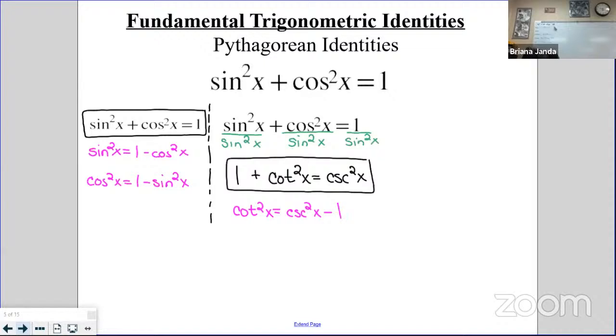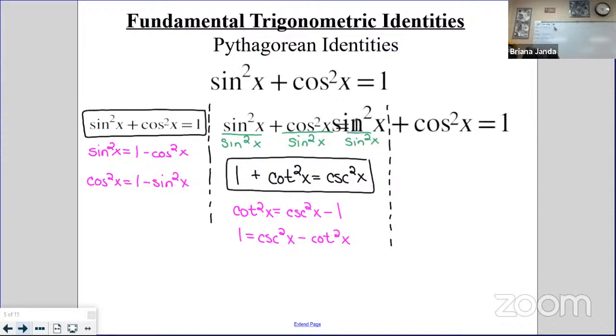Or if I were to solve for 1, I would subtract cotangent squared. Same equation, just different things solved for. And finally, our last option. Make this a little smaller here. Same exact thing I did on the last one, but instead of dividing by sine squared, we'll divide by cosine squared. That's where this last one comes from.